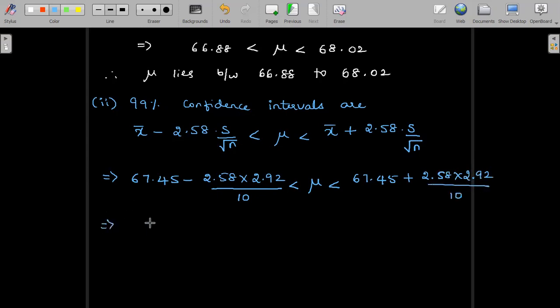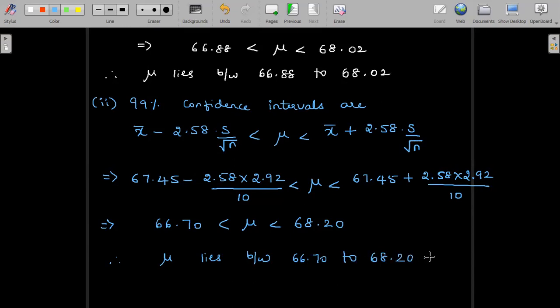So in this case, mu lies between 66.70 to 68.20. Therefore, mu lies between 66.70 to 68.20. So these are the confidence intervals at 95% confidence level or 5% level of significance, and 1% level of significance.